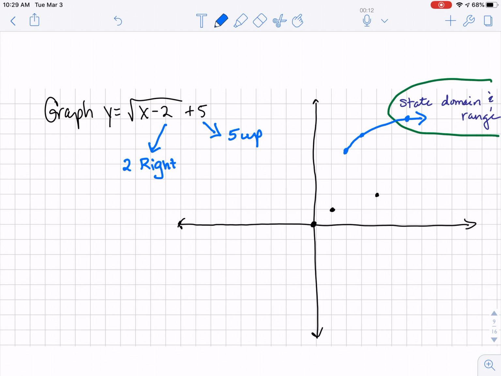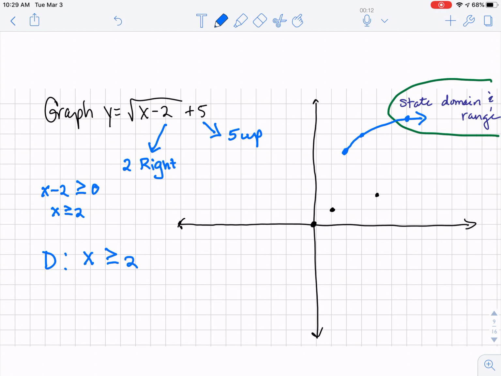All right, let's talk about the domain. Okay, I could think of the domain algebraically as taking that x minus 2 out of the radical and setting it greater than or equal to 0, and I would get x is greater than or equal to 2. Now, look at the graph. If I look at the graph, notice that I start here at 2, and it's everything to the right. So again, my domain is x is greater than or equal to 2.